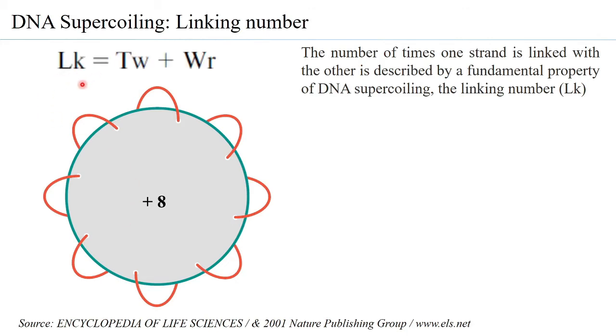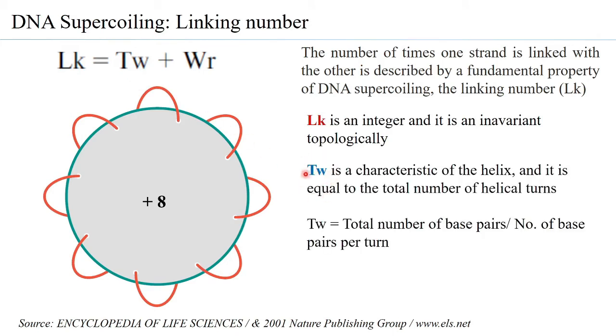So when you have to define linking number, it is associated with two other parameters. One is what is called twisting number, and the other one is what is called writhing number. So linking number is effectively twisting number plus writhing number. Let us see what is twisting number. Twisting number is basically a characteristic of the helix itself. So how would you calculate twisting number? Well, it is calculated very simply. It is basically the number of helical turns that a DNA has.